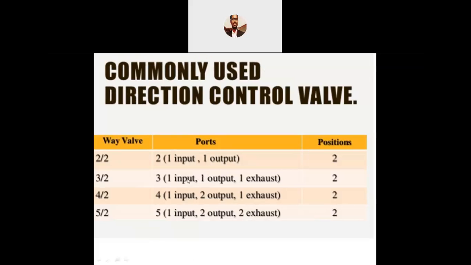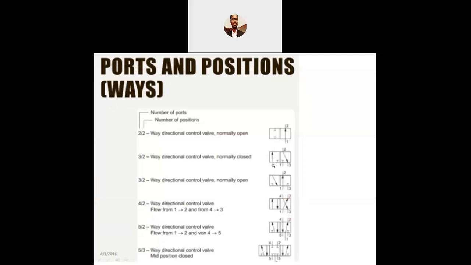Now when there are three ports, what will there be? One input, one output and one exhaust. This is the input, this is the output and this is the exhaust. From input to the output it is going. In the second position, from the output to the exhaust it is going and the input is closed. Is it clear? Now this is normally open. This is one. This can be 3 bar 2, can also be like this.